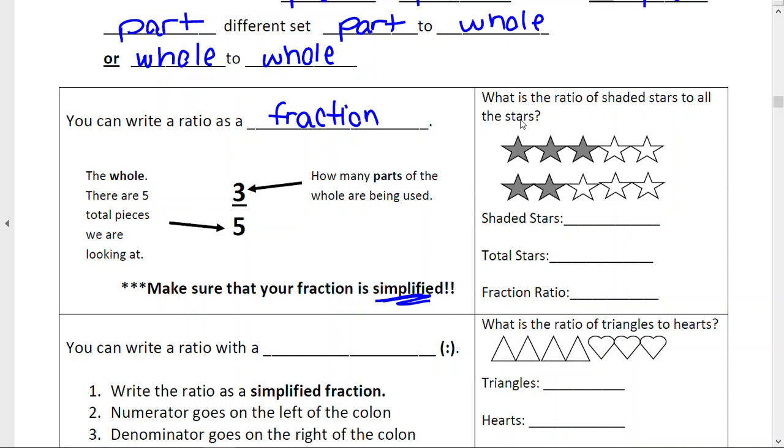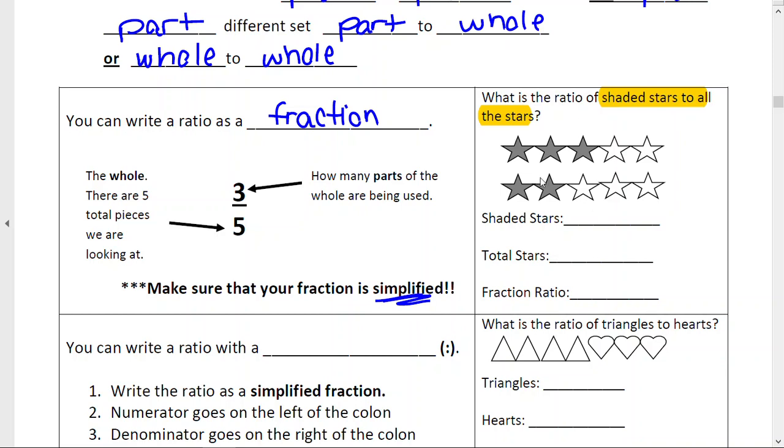So for the problem that we're going to do over to the side, it says, what is the ratio of shaded stars to all the stars? So I'm going to get out my highlighter, and I'm going to highlight what they're looking for. Shaded stars to all the stars. And I want you to do the same. So if you need to borrow a highlighter, make sure you get one out or use a colored pencil and shade it in. We're going to do a lot of highlighting with this lesson.